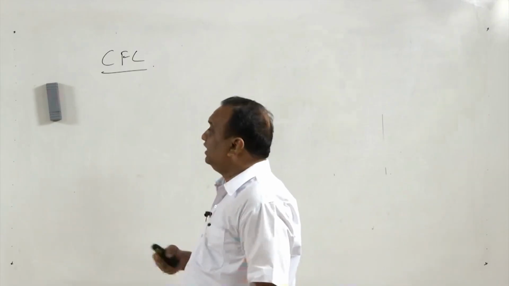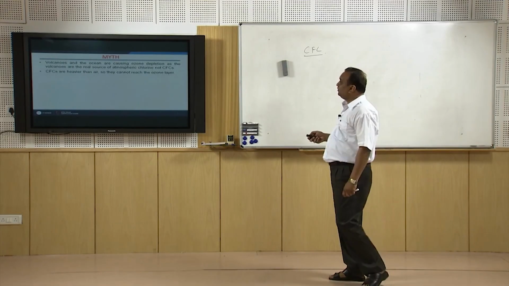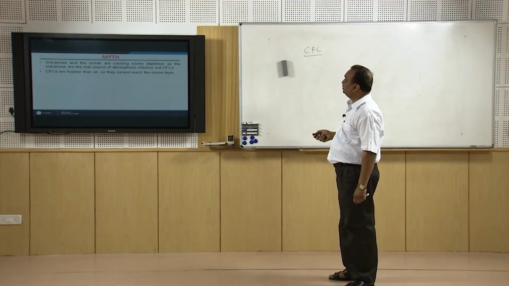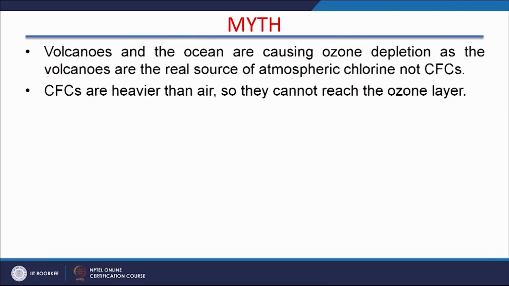And regarding the ozone layer damage, there were certain myths also, like volcanoes and oceans are causing ozone depletion, as the volcanoes are the real source of atmospheric chlorine, not CFCs. This was propagated at that time. CFC is heavier than air, so they cannot reach the ozone layer.